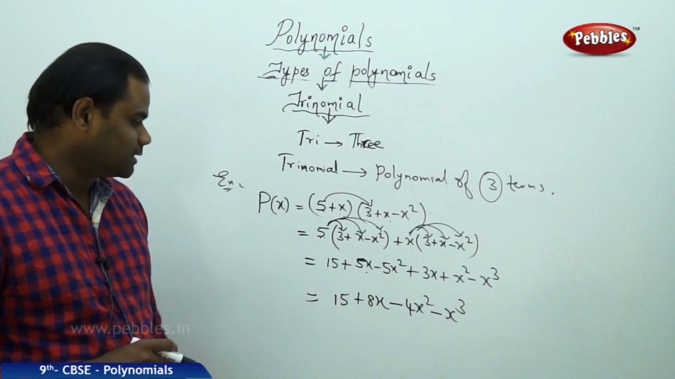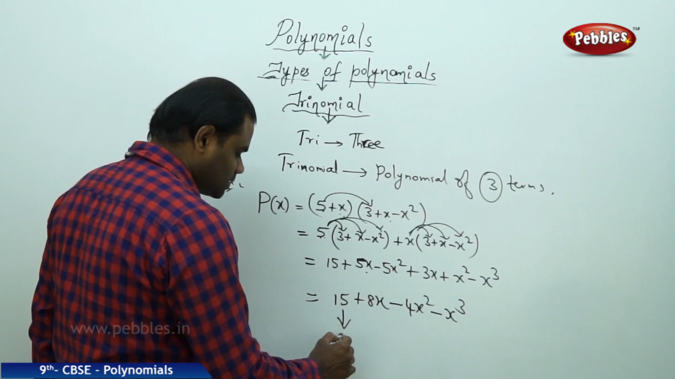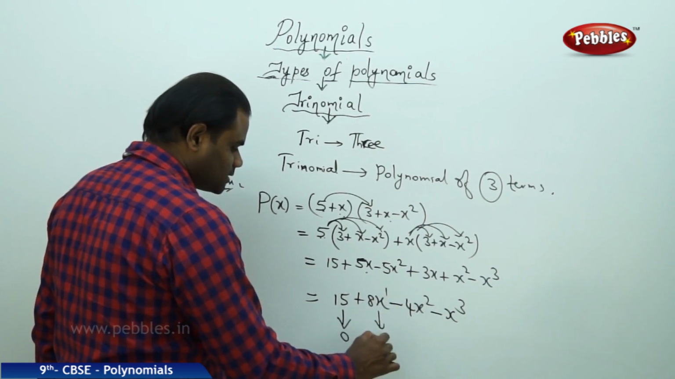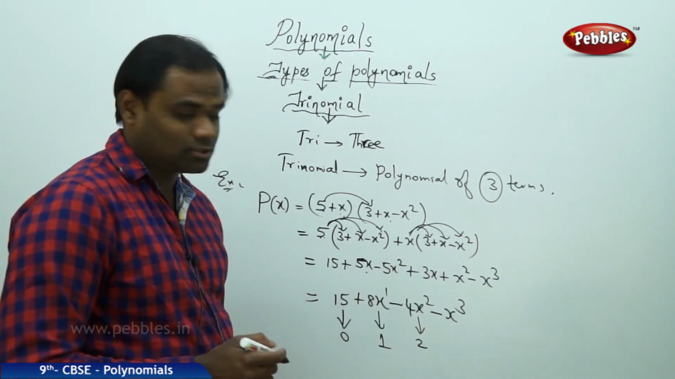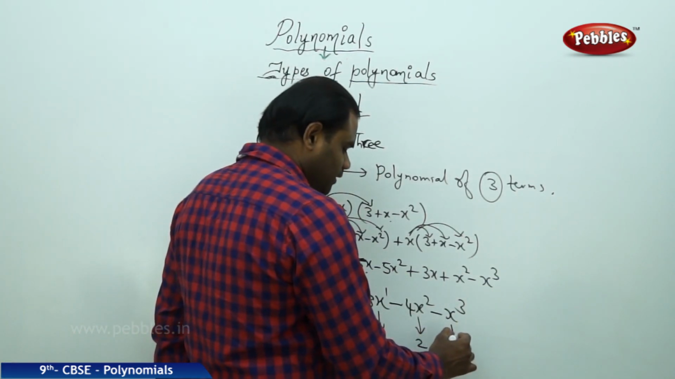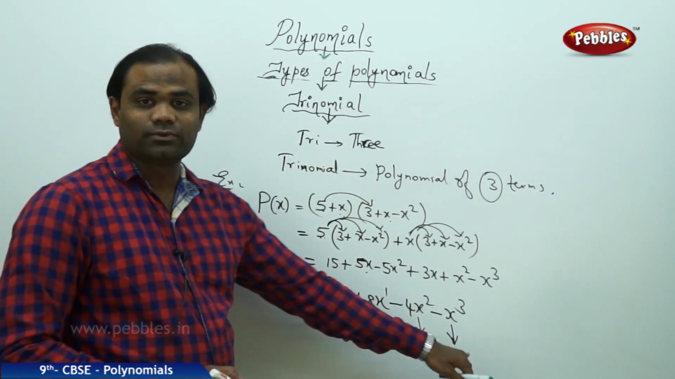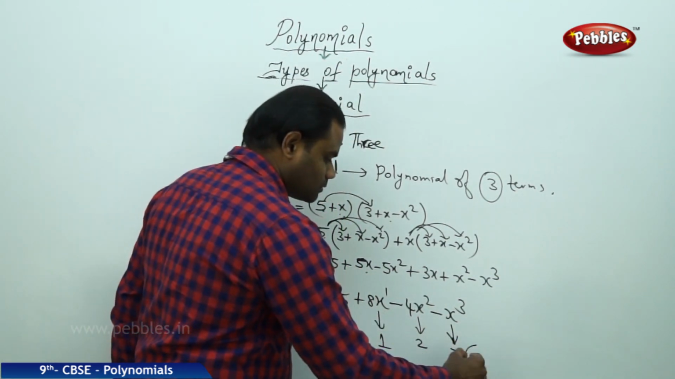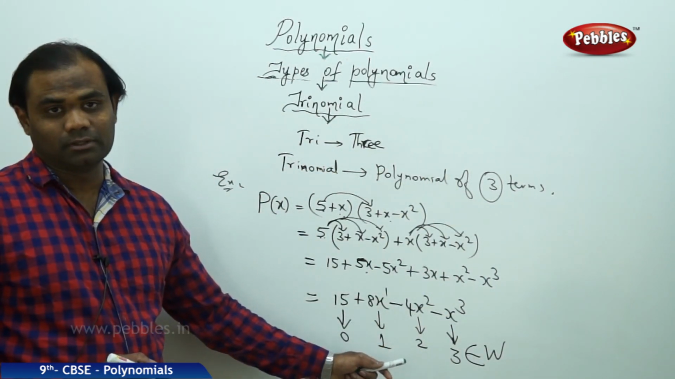Now let's see if this is a polynomial. The power of x here is 0, and the power of x here is 1, and the power of the variable x is 2, and the power of the variable x here is 3. Therefore, each of 0, 1, 2, 3 belongs to the whole numbers, and therefore this is a polynomial.